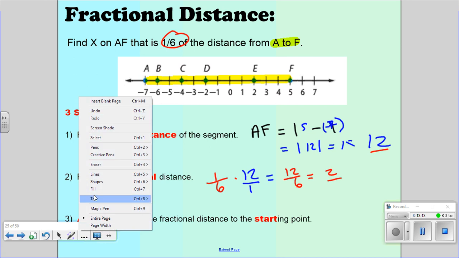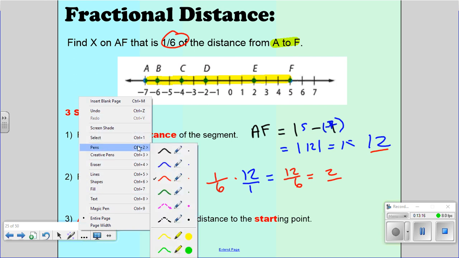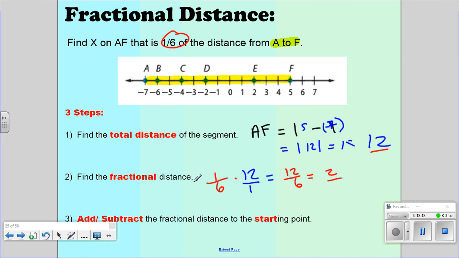And the final stage, we're going to add or subtract. To determine if you're going to add or subtract, you got to look at where we're starting from. We're starting at A, and we're moving towards F. So we're moving in a positive direction. So in this particular example, we're going to add. When you're moving in a positive direction, you will add.